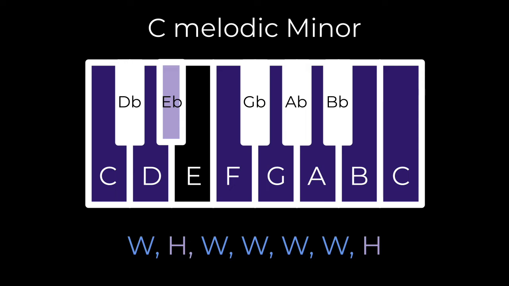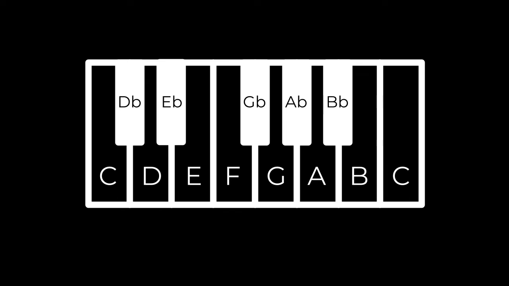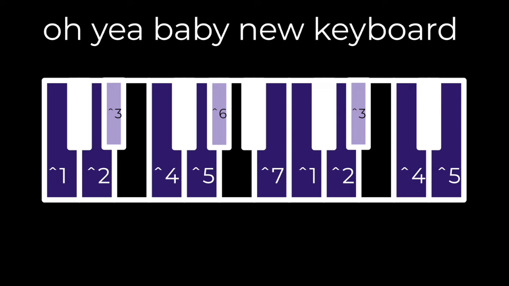Alright, so that's a basic overview of notes and how we organize notes. Let's move on to the fun stuff. Chords. Before we move on, we're going to have to upgrade our little keyboard here. So not only is our new keyboard bigger, but I've also replaced the actual names of notes with scale degrees from C Harmonic Minor. It's going to be a lot easier talking in terms of scale degrees when we're referring to chords, so this will just make things a little bit easier.